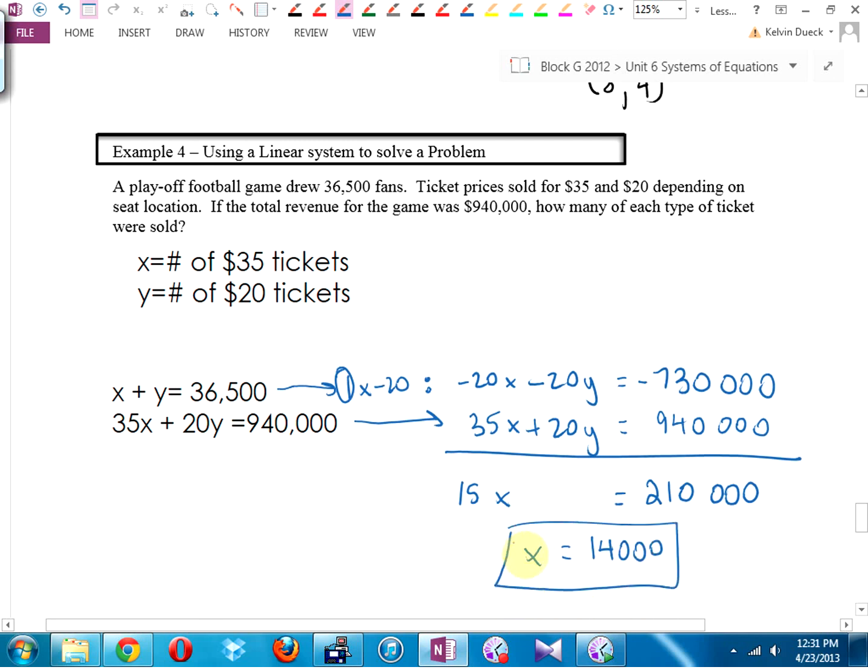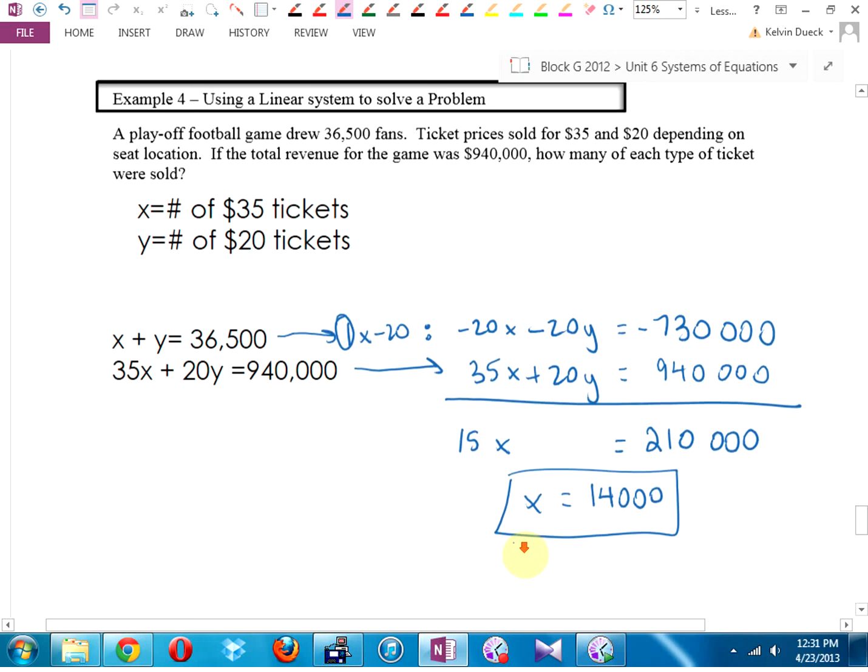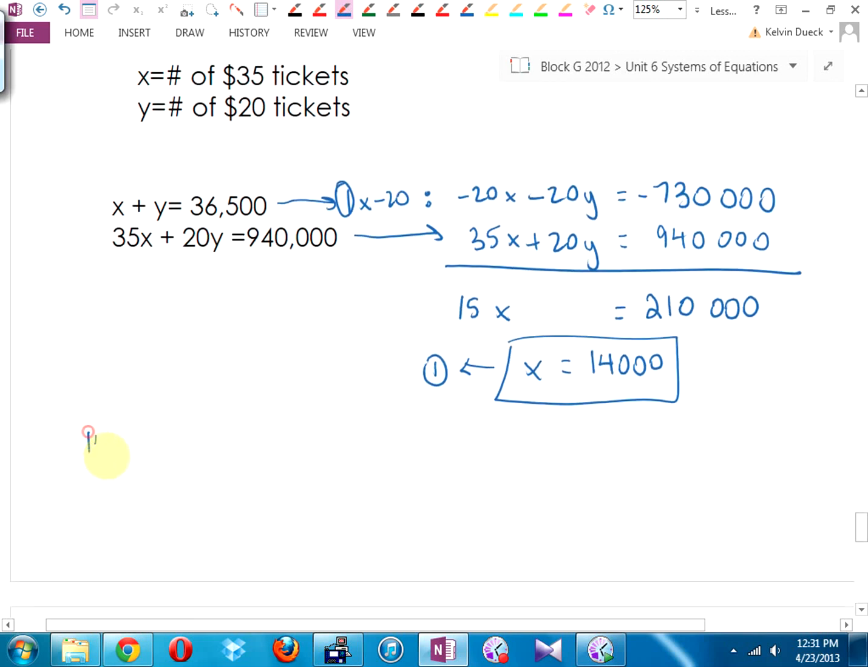What's y? Sorry? Is that a question, Jordan? No? Let's plug into equation number 1. We'll get 14,000 plus y equals 36,500. You could have plugged it into equation 2, but I think equation 1's smaller numbers and nicer. What's y? Sorry? 22,500?